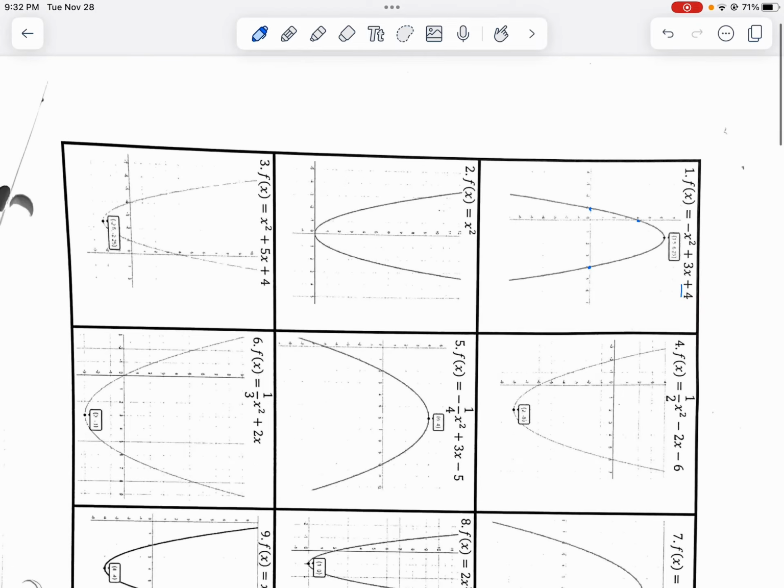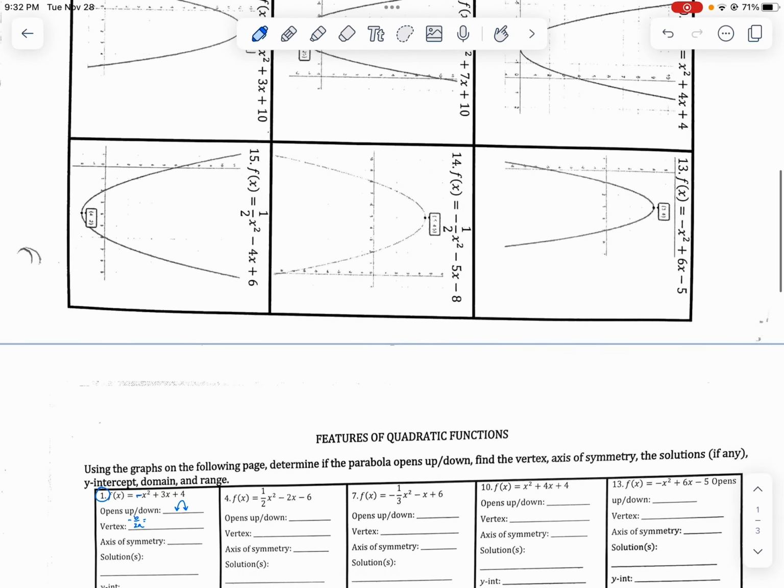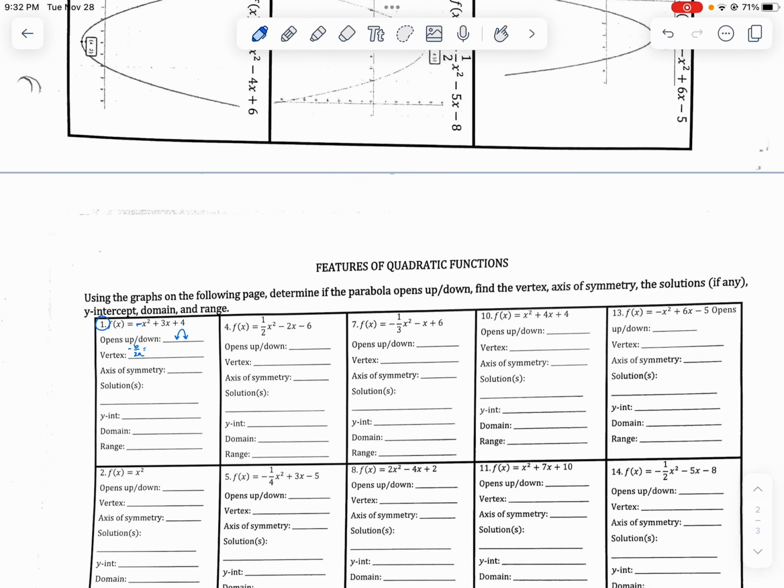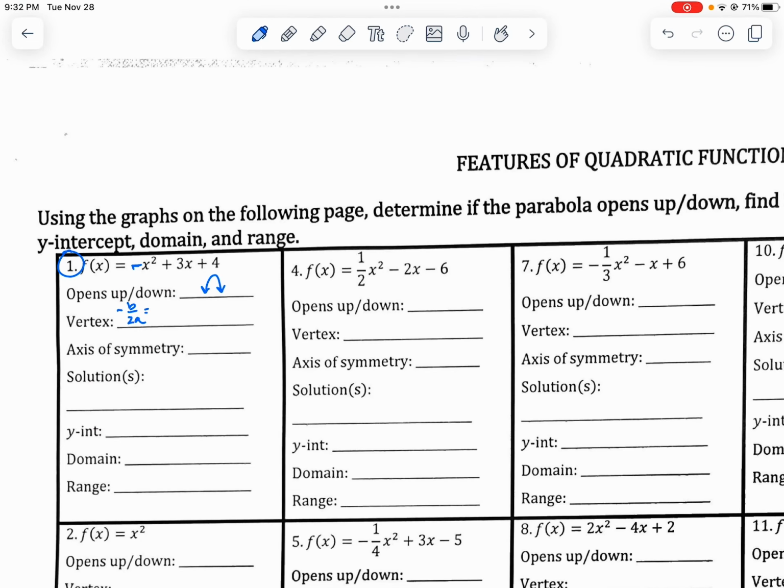It may be easier to see on your paper. As we look at that graph and match it with the information we can find here, the vertex would be at negative 3 over 2 times negative 1, so the vertex would be at 3/2 or 1.5. That means the vertex is 1.5 comma something, and when we plug 1.5 into that function, I believe we'll get 6.75 as we saw on that graph. The axis of symmetry is the vertical line x equals 1.5, the x coordinate of the vertex.